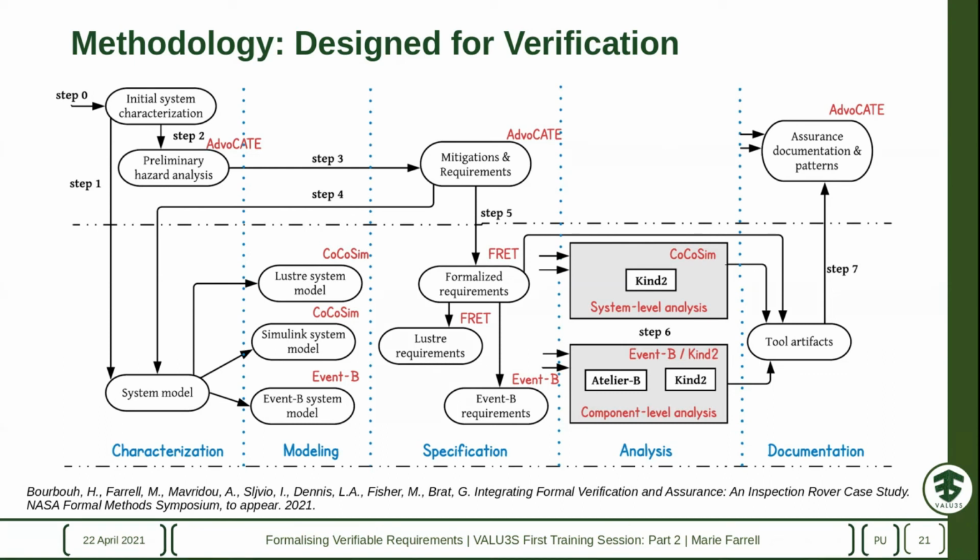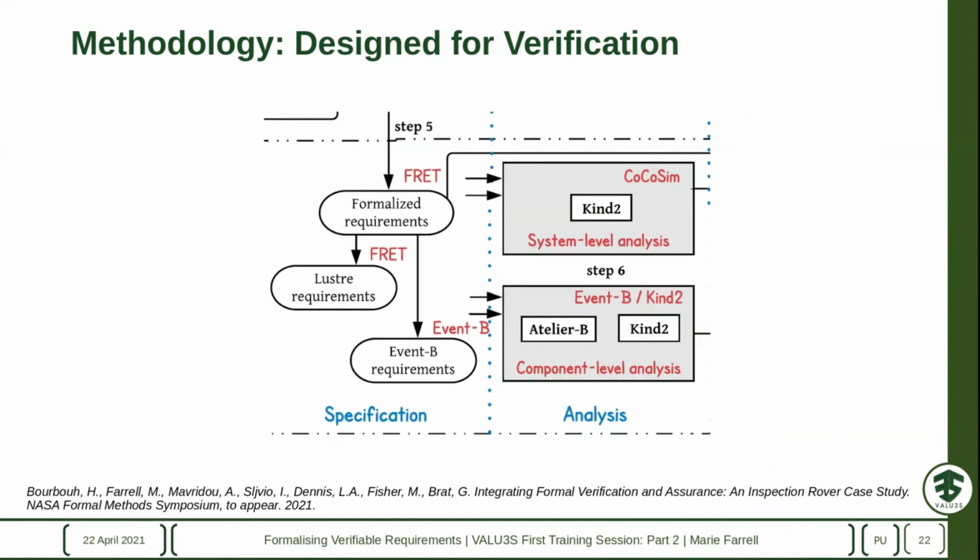So I'll just now zoom in on the bits that are most relevant for values, because I didn't want to start off with part of a picture. It didn't make sense. So basically, we've currently started to formalize the requirements in FRET. As I said, we currently have about 19, 20 so far. But of course, we are continuing to refine them and continuing to add more detail. Once we have formalized these requirements, we intend to translate them into CocoSim and Lustre. So Lustre is an intermediate language for CocoSim, which uses the Kind2 model checker. And that'll be based on the Simulink model that has been input by our industry partner.